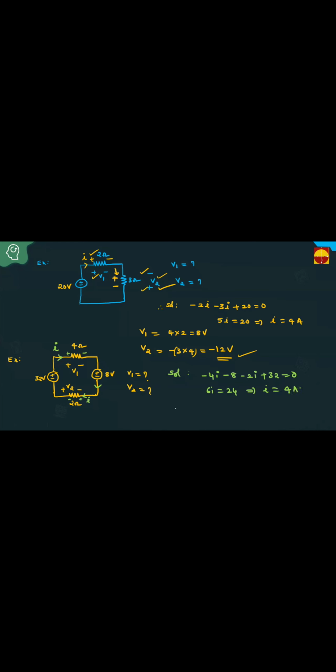Now tell me, students, what is V1? This polarity and this polarity are the same. 4 into 4, 16 volts. What is V2? According to current direction, this is plus minus, but they have given it opposite. This is plus, this is minus, but they given this is plus, this is minus. Opposite polarity. 2 into 4 is equal to minus 8 volts. That is V1 equal to 16 volts. V2 equal to how much, friends? Minus 8 volts.